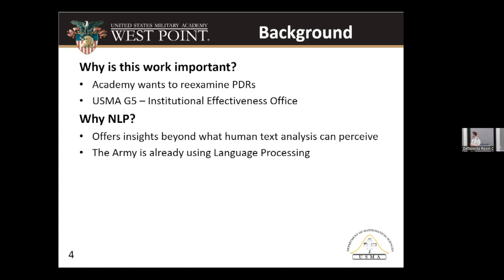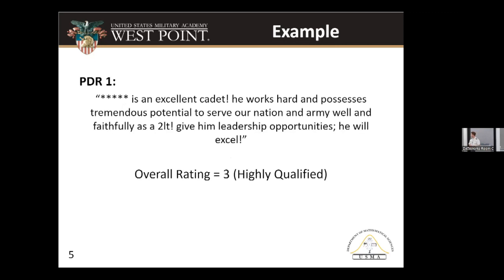And just some background, West Point is constantly reviewing its systems in place. The Institutional Effectiveness Office is reviewing PDRs and has been since the 90s. This offers a new analytical approach to how we're evaluating these systems. Just some inspiration for why we're looking at this. This slide and the following slide give an example of two PDRs selected from our data set.